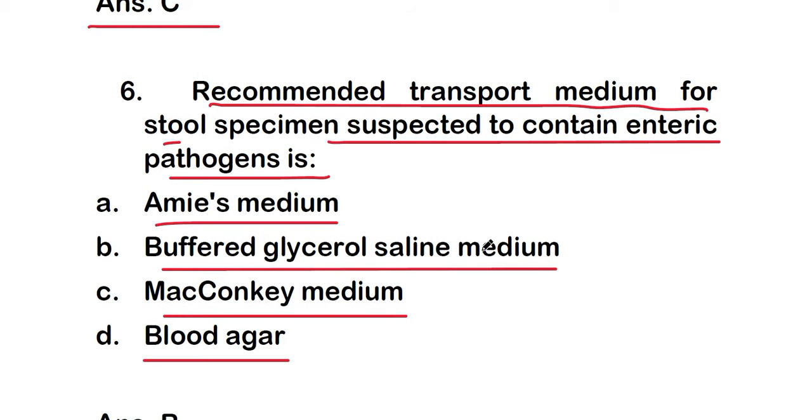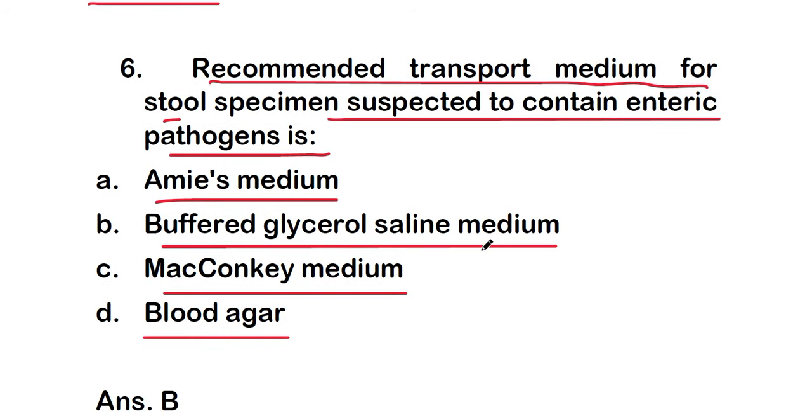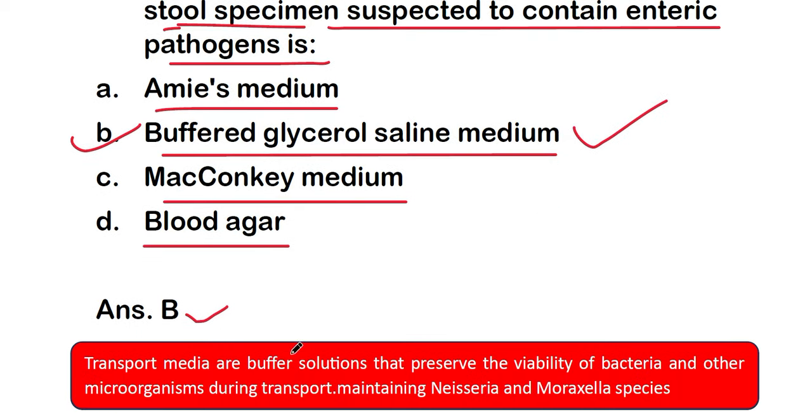And the right one, about the transport medium, is option B, that is buffered glycerol saline medium. So the recommended transport medium for stool specimens suspected to contain enteric pathogens is buffered glycerol saline medium. Okay, next question. Also, we have some information to share about the transport media.